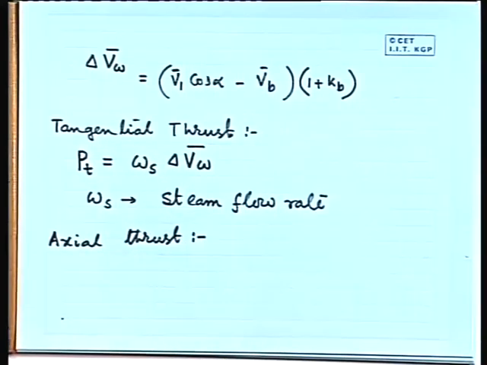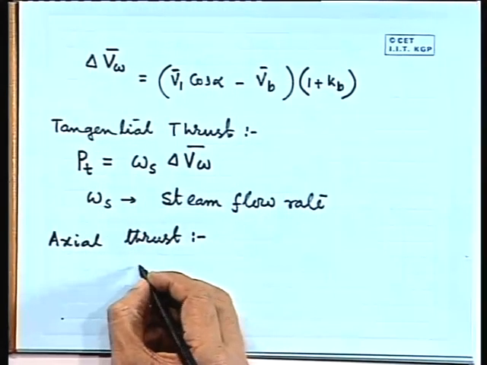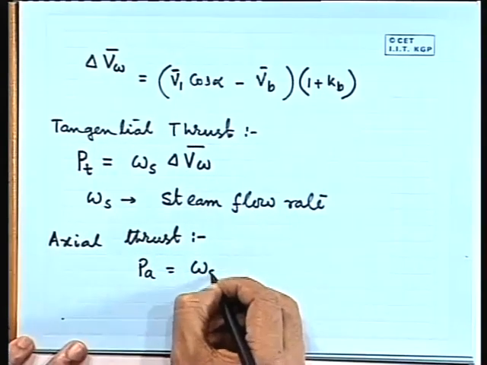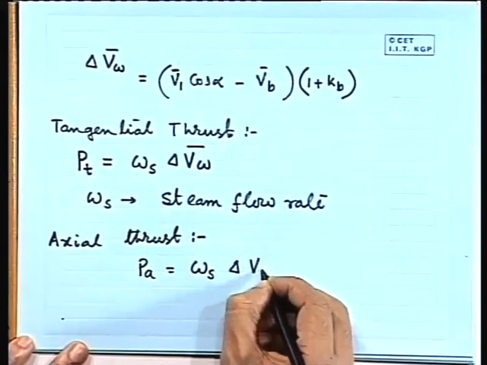Axial thrust, again, in the direction of axis. If we see what is the change of velocity, we can determine it. So, in the direction of axis, at the inlet we have got VA1, and at the exit we have got VA2. So, we can write P axial is equal to omega s delta V A.